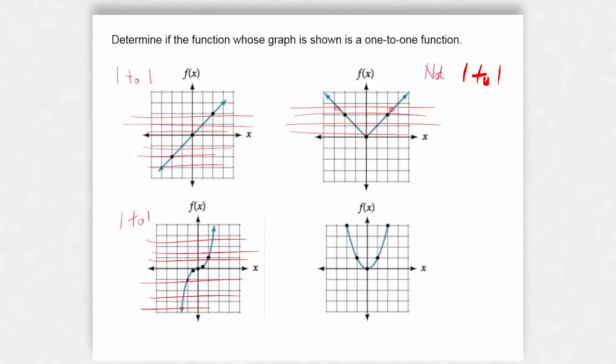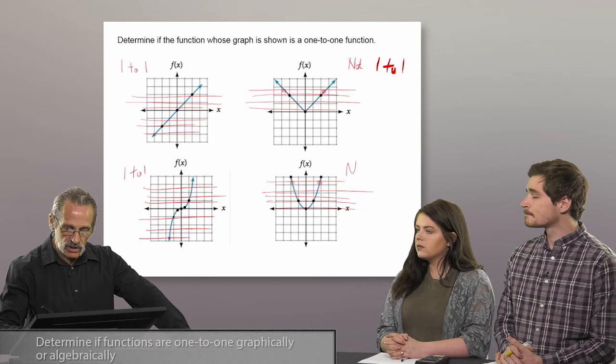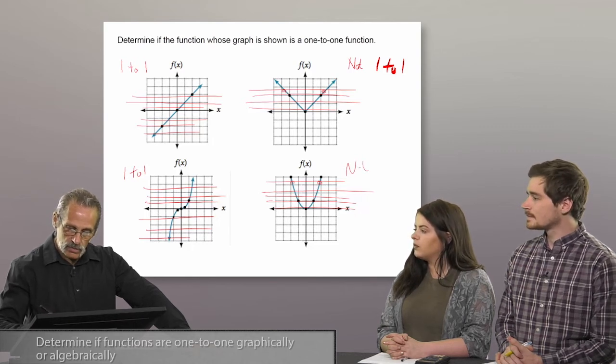In the very last case, if I start sketching my horizontal lines, I notice that for the most part, these horizontal lines intersect the graph in two locations. More than one, and that means my conclusion is that the function is not one-to-one. Very good.